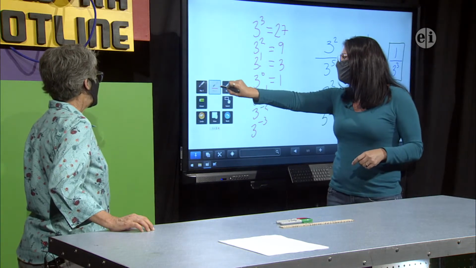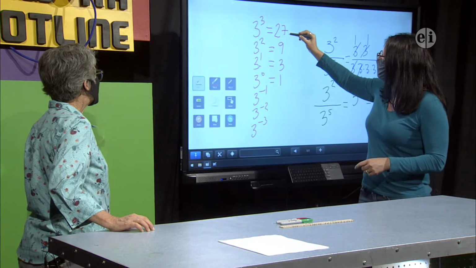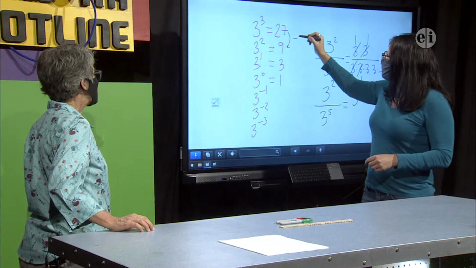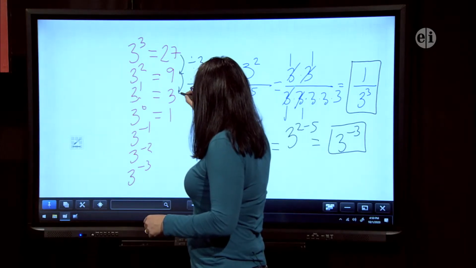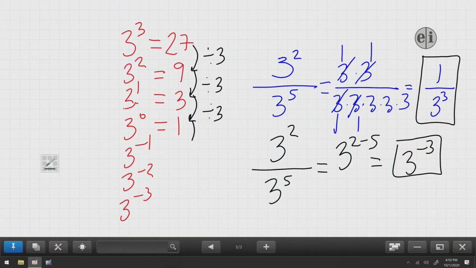So let's see. What are we doing at each stage? How do I get from 27 to 9? Dividing by 3. How do I get from 9 to 3? Same, divide by 3. How do I get from 3 to 1? Divide by 3. So let's keep dividing by 3. What do we get? What's 1 divided by 3?